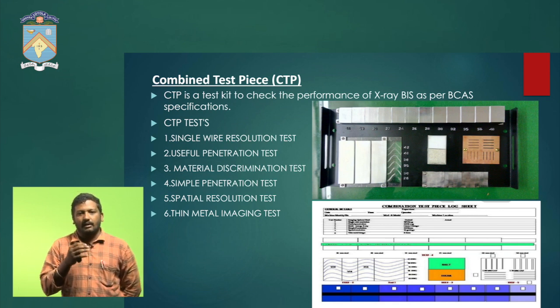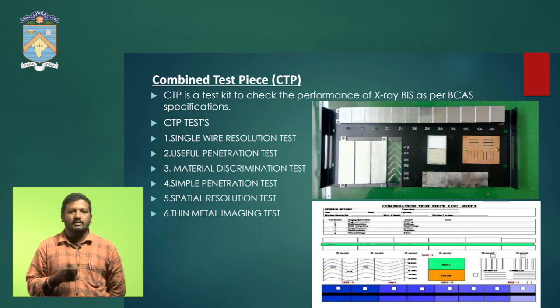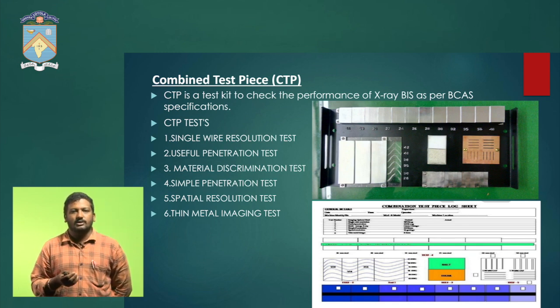It is a combination of 6 tests: single wire resolution, useful penetration, multi-energy discrimination test, spatial resolution, thin imaging test, and partial resolution test. These 6 tests must all be passed while performing a CTP. If any one test fails, the X-ray machine will be considered a breakdown.